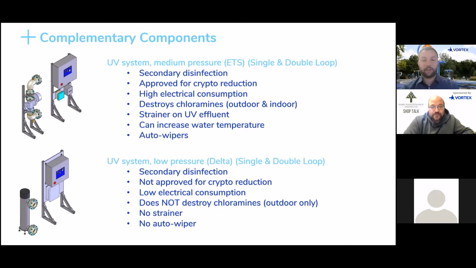UV system, diving into these just a little bit more, whether it's single loop or double loop, it's a secondary disinfectant. It's approved for crypto reduction, has high electrical consumption, and destroys any chloramines, whether they're outdoor or indoor. It'll destroy any of that organic matter. It has a strainer for UV gray water, and it can increase water temperature. It does have auto wipers on it. For low pressure, you're not going to have those auto wipers, it's not going to have that strainer, and it has a lower electrical consumption.